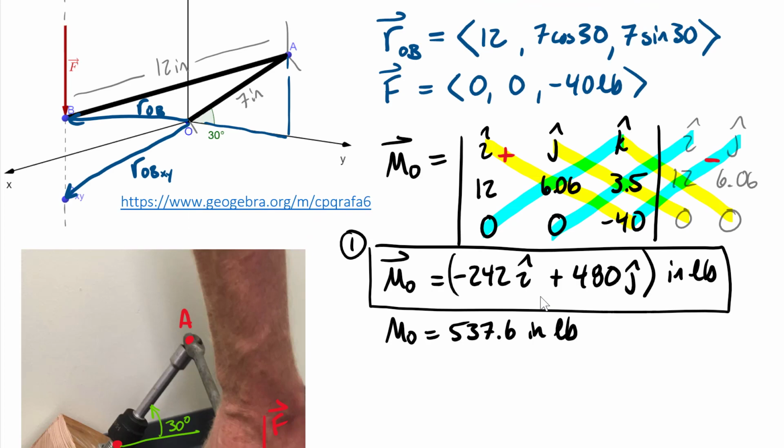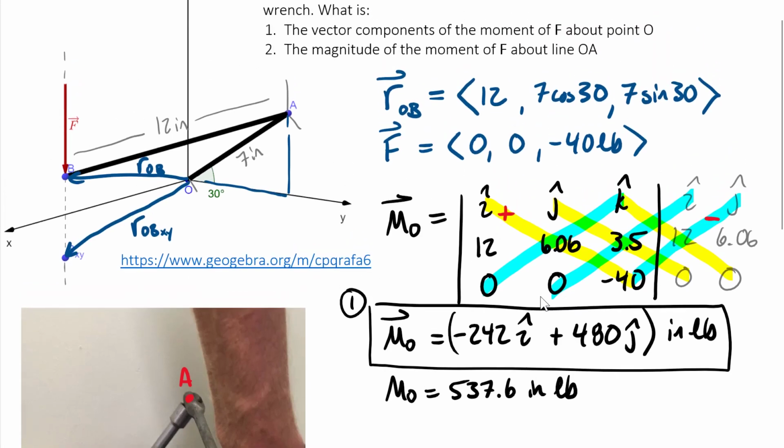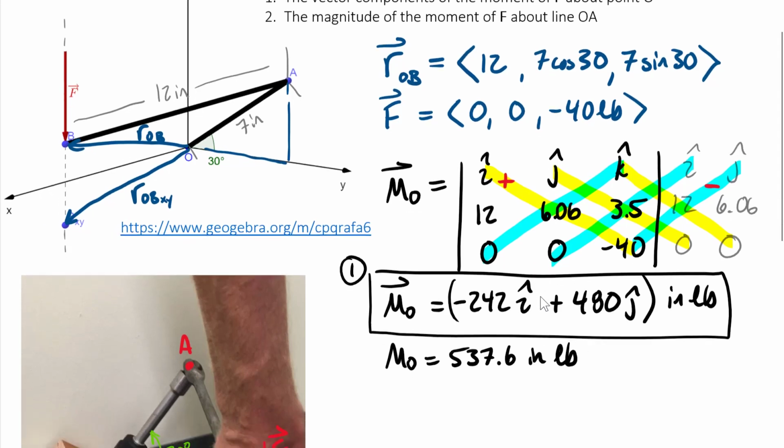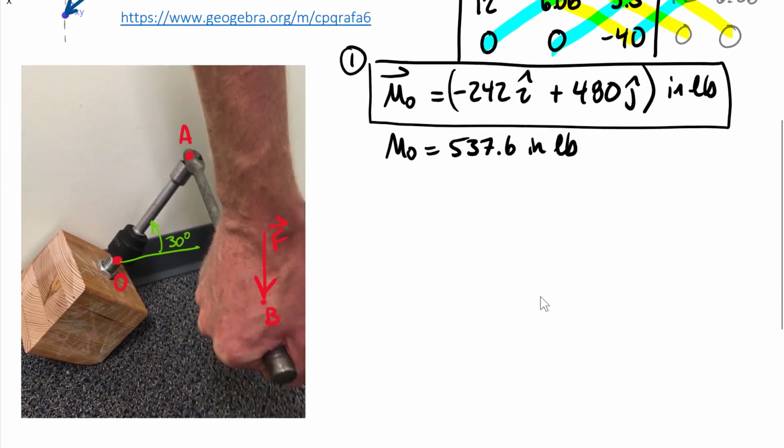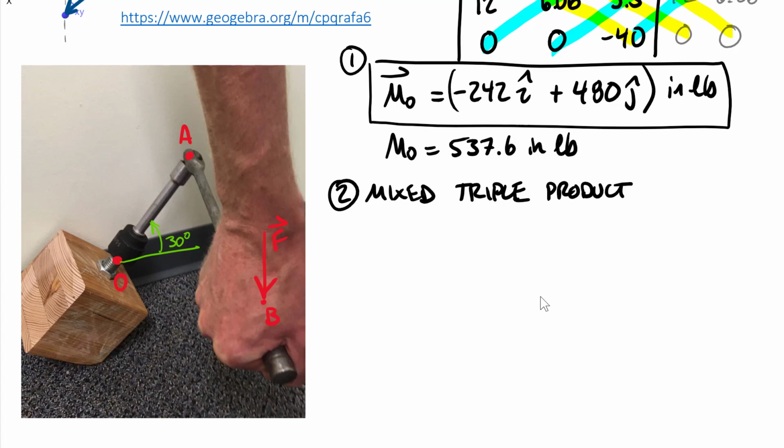So back over to our math, we want to compute part 2, which is the magnitude of the moment of F around line OA. Okay, now there's two options for this. One option would be to take this moment around point O and then just dot it onto our line OA. I'm going to show the mixed triple approach. Okay, so this is going to be part 2, we're going to do a mixed triple. And so in our mixed triple product, where we're still computing essentially the dot product of this moment around point O, we can set up our moment around line OA as a scalar value.